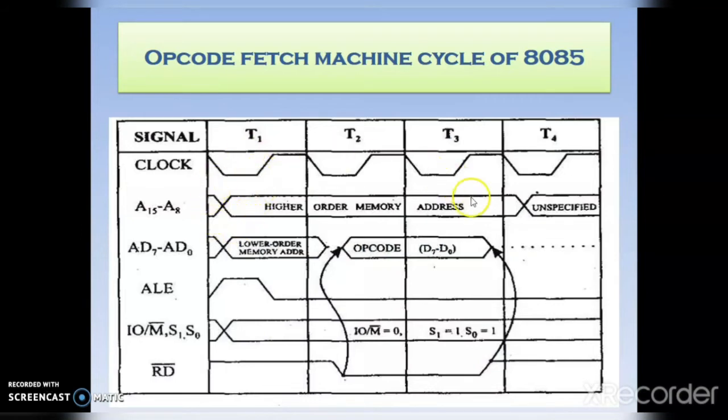So this is the timing diagram. The timing diagram is a graphical representation of the opcode fetch machine cycle of the 8085 microprocessor. In the 8085 microprocessor, the opcode is fetched from the memory locations. Opcode means operational code. The short form of operational code is opcode. The opcode is fetched from the memory locations and the microprocessor decodes it and executes the instruction. So before decoding and executing the instruction, the microprocessor first fetches the opcode.